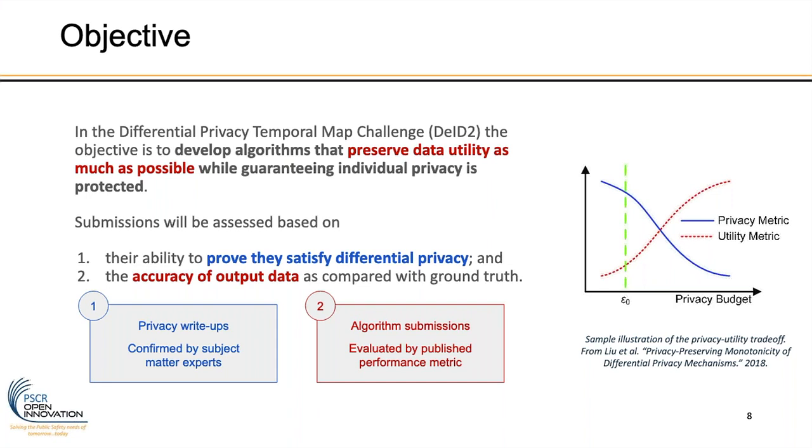but that's also a problem. And so the competition on the algorithm side is we're asking participants to engineer solutions for the temporal map data problem that provide a good trade-off, that have those curves in a good position where they're continuing to provide good utility at the point that they're providing good privacy.